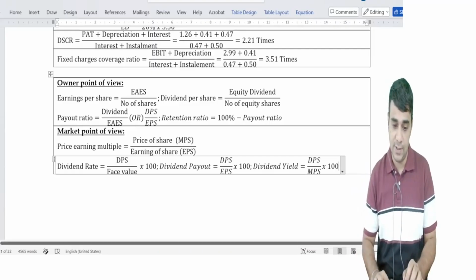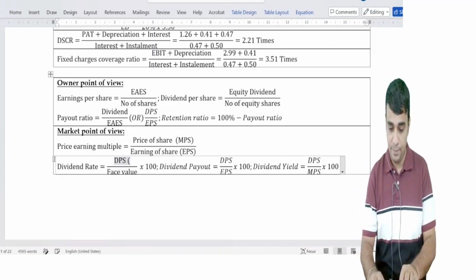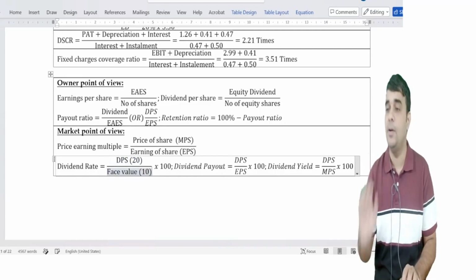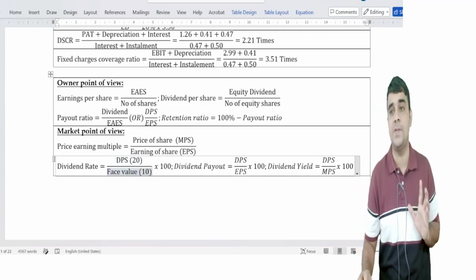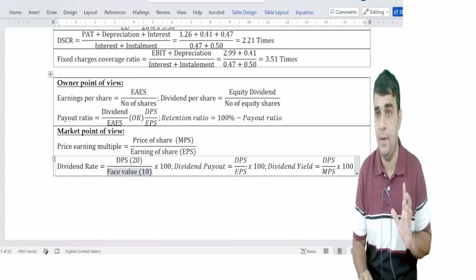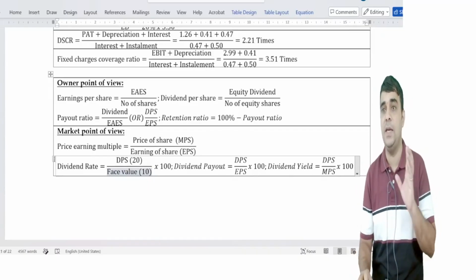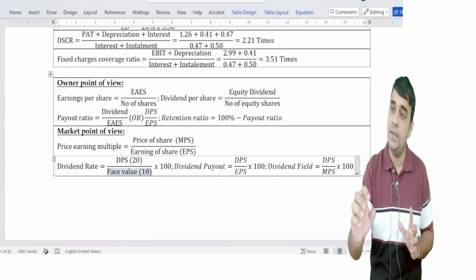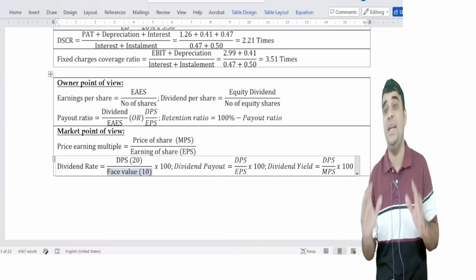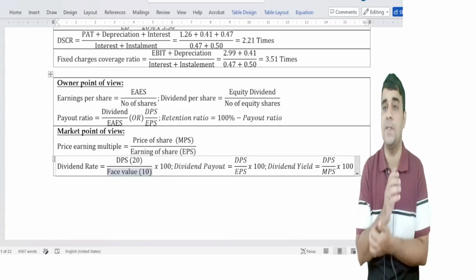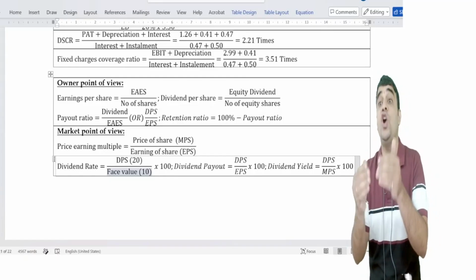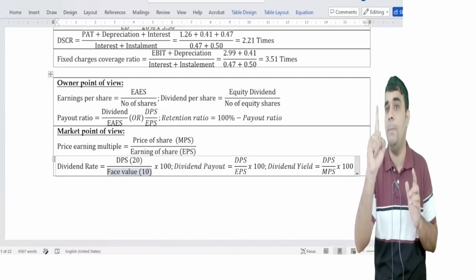So TCS will say 20 on just an imaginary number, 10. 20 on 10, 200% is the dividend rate. They will make an announcement saying that we are paying a dividend of 200%. This 20, with EPS of maybe 80, is a 25% payout. 20 on 80, and 20 on a 2000 market price is only a 1% yield.